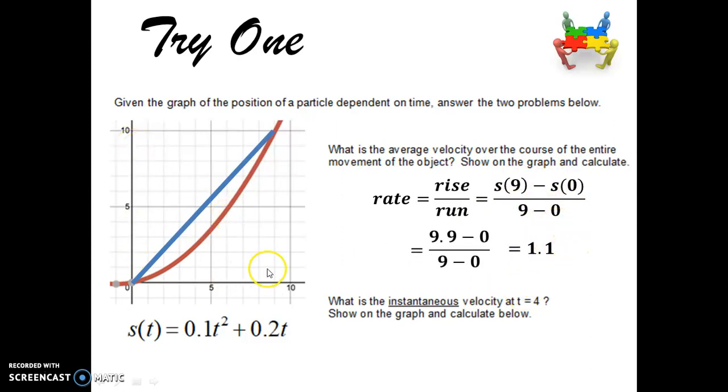There's no units specified here, so I just left it as 1.1. Now find the instantaneous velocity at time equals 4. So time equals 4 is here. What would be the slope of the tangent? Because that's the velocity at a moment in time.